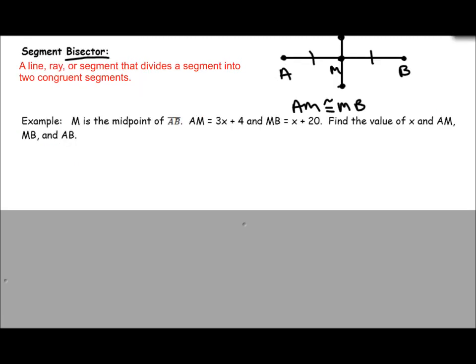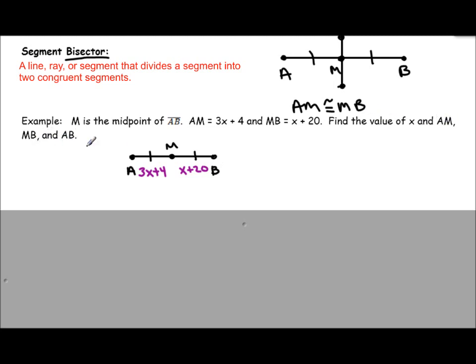So now we're going to use that vocabulary to help us with our algebra. We're no longer going to do the segment addition postulate. We're talking about M being the midpoint of segment AB. So first I'm going to draw a segment AB with M in the middle. And the way I'm going to show that AM is the same as MB is I'm going to put two little hash marks there to show that AM is congruent to MB. Then they tell us that AM is 3x plus 4. So I'm just going to label AM as 3x plus 4. MB, they tell us, is x plus 20. Find the value of x, AM, MB, and AB.